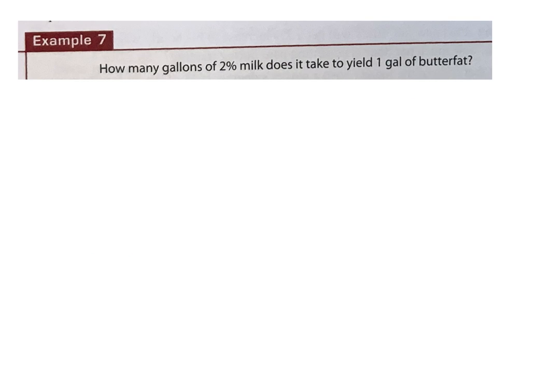How many gallons of 2% milk does it take to yield 1 gallon of butterfat? All right, 2% milk. This is how this is written: 2% of the milk is butterfat. How much specifically butterfat do we want? 1 gallon, yes. So 2% of the milk is butterfat.